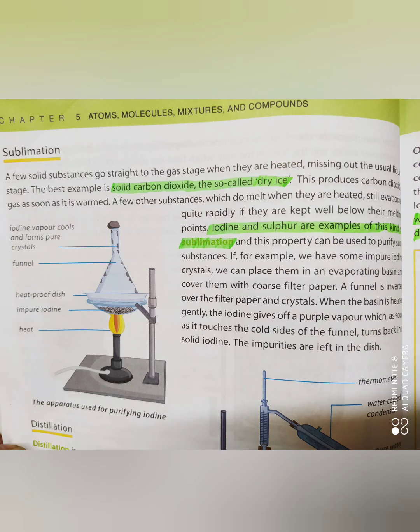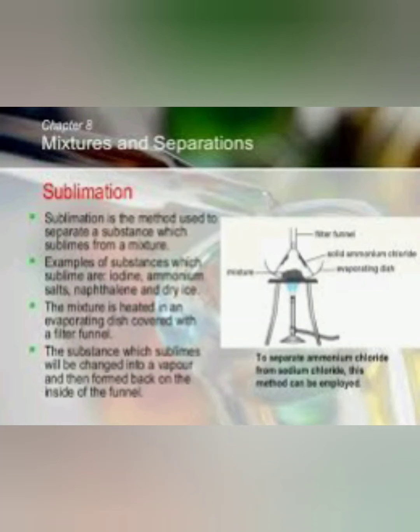At page number 52, the separation technique that is explained is sublimation. Sublimation is a property of any solid which turns directly into gas without going through the liquid stage. It mostly happens in iodine and in dry ice. What is dry ice? Solidified carbon dioxide gas. If these types of substances are present in any mixture, this technique can be used.